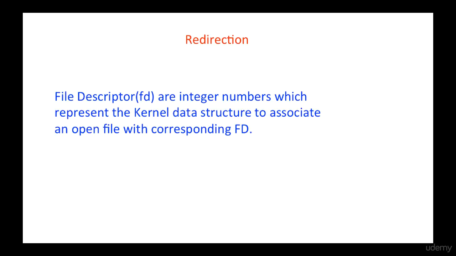File descriptors are integer numbers in Linux and most Unix distributions, which represent a kernel data structure to associate a unique file with a corresponding integer number. What it means is, by default the system will assign one integer number to each file you open, and with that integer number you can do any kind of operation. If you have done some system programming or C programming, you will know the return value of the open system call, open.